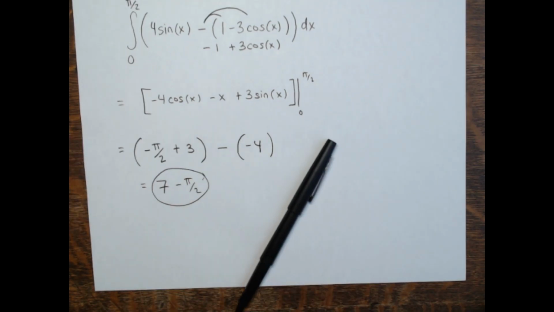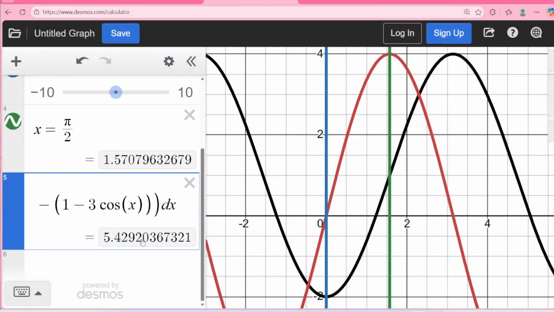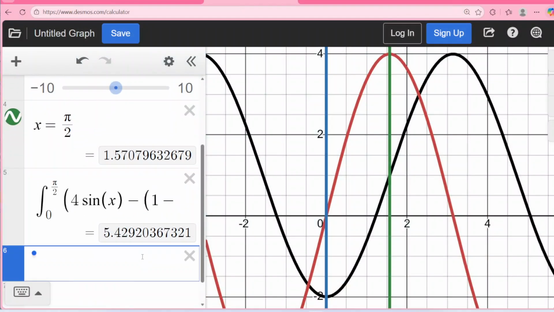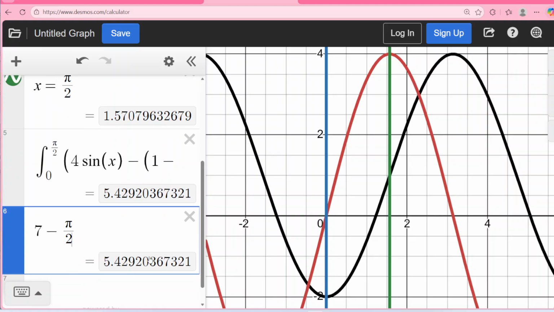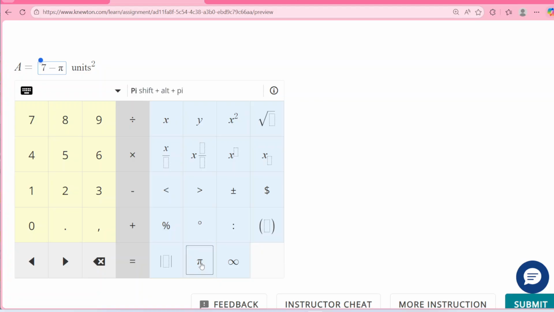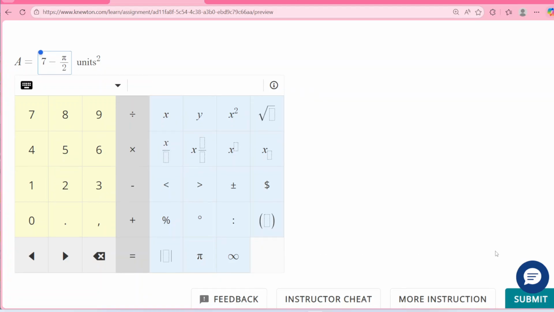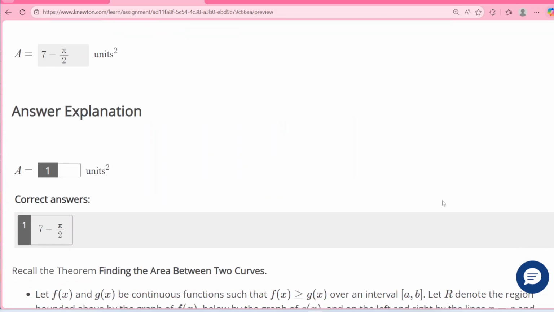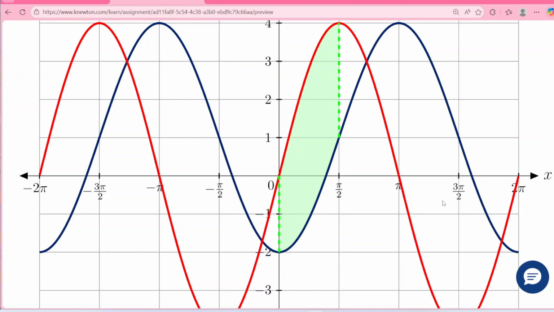That should be the same value as what I got here in Desmos. So let's double check. 7 minus pi over 2, and yes, that's the same to that many decimal places. So that should be our exact value for this area: 7 minus pi over 2 square units. Cool. And again, there's a picture of the same region. I'm not shading in Desmos, but they're shading it in for us.